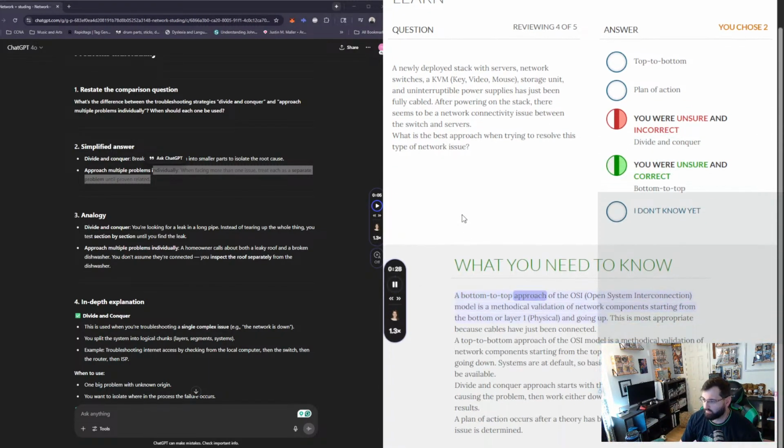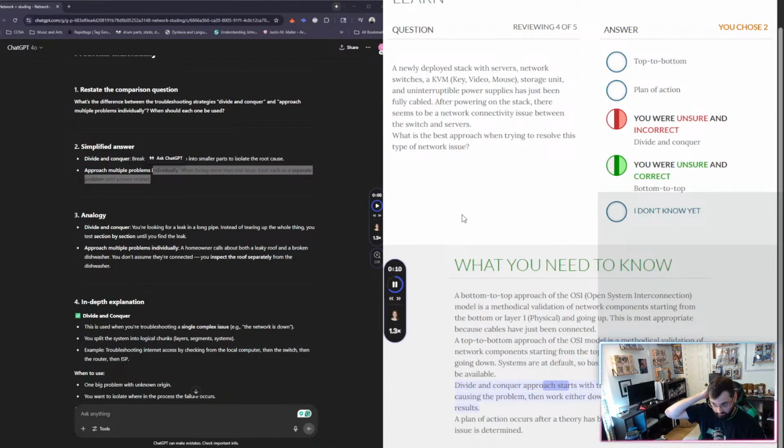A bottom-to-top approach of the OSI (Open Systems Interconnection) model is a methodical validation of network components starting from the bottom or layer 1 physical and going up. This is most appropriate because cables have just been connected. A top-to-bottom approach of the OSI model is a methodical validation of network components starting from the top or layer 7 application and going down. Systems are at default, so basic network connectivity should be available.